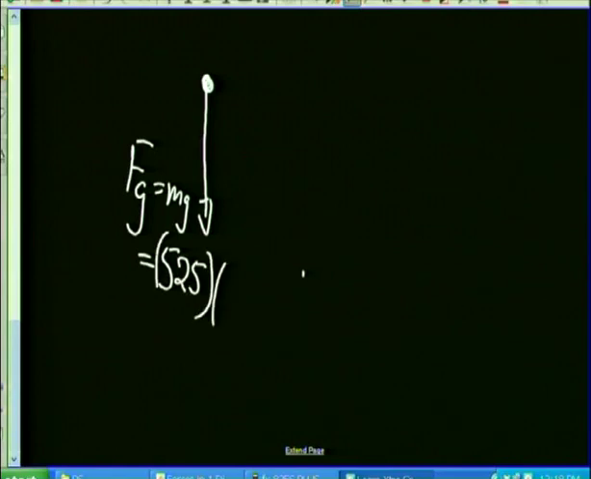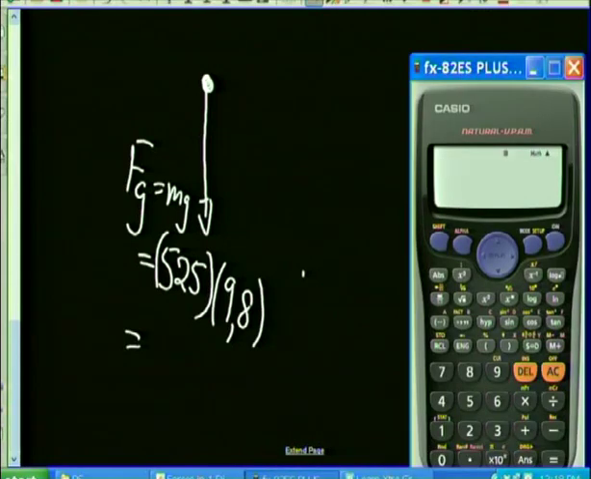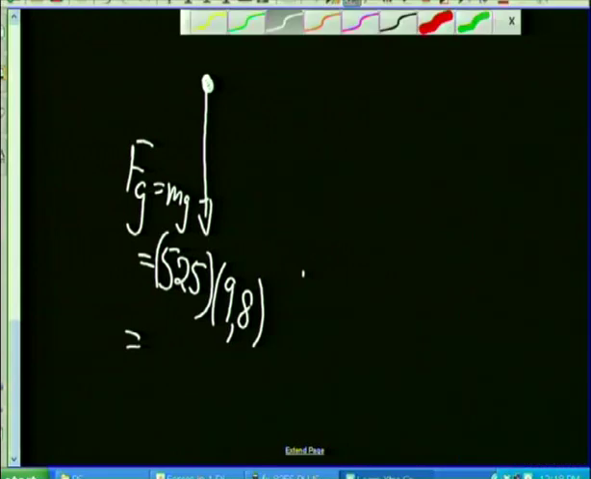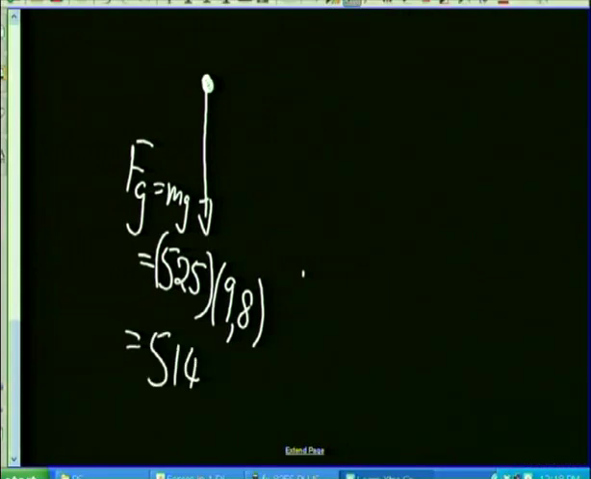And we're going to multiply that by 9.8. Using the calculator, we say 525 multiplied by 9.8, and we get an answer of 5145. So 5145 newtons, and we must recognize it's down. What else are we told?